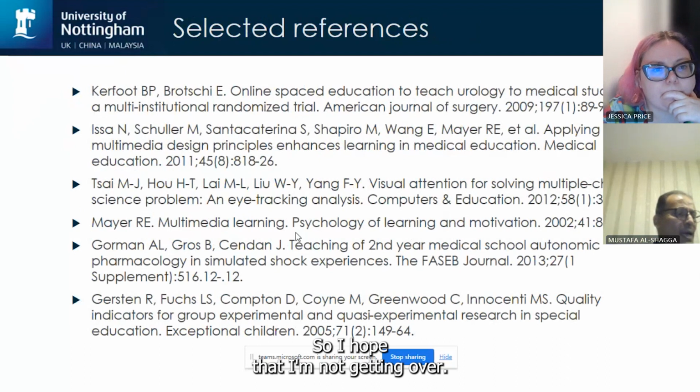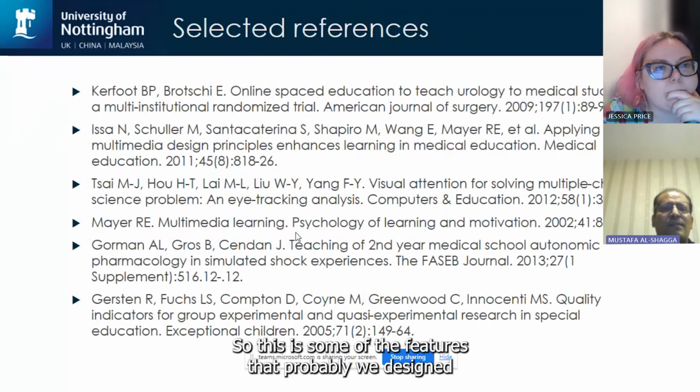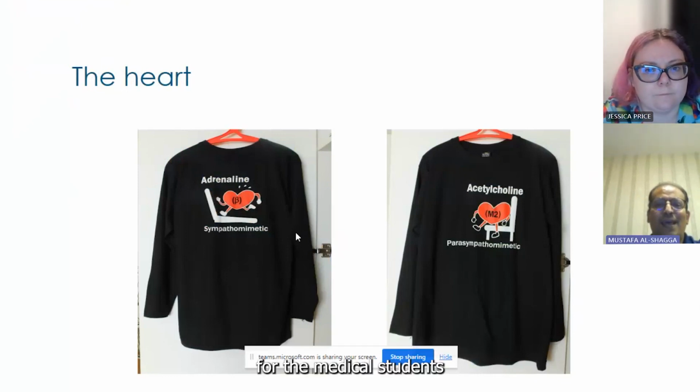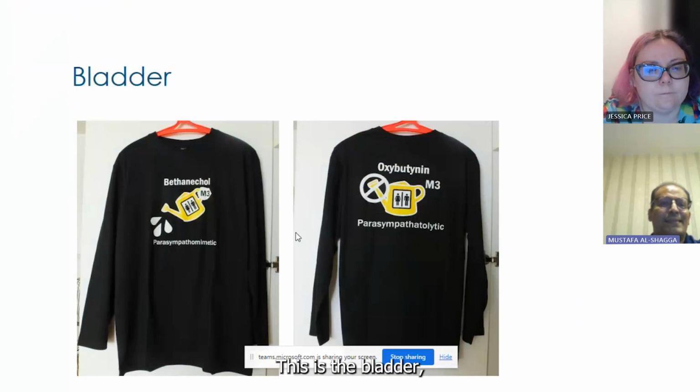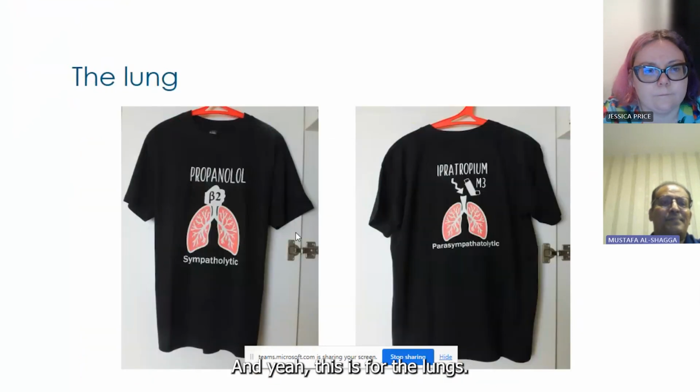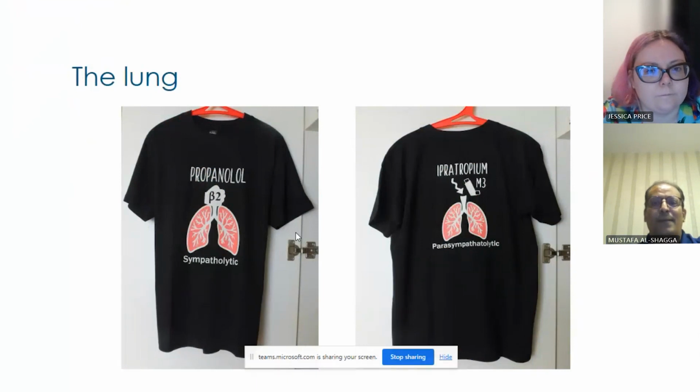So I hope that I'm not getting over time. This is some of the t-shirts that we designed for the medical students. Here, this is the bladder. This is for the eye. And this is for the lungs. I think that's all.